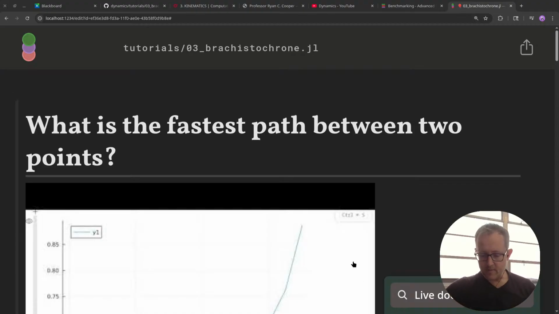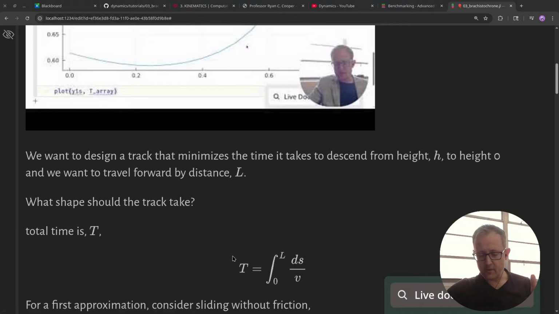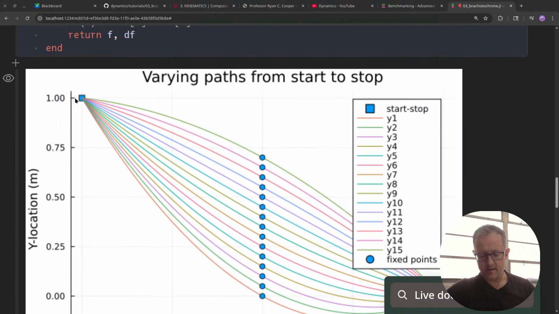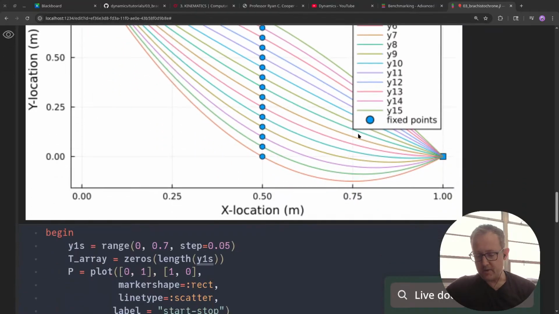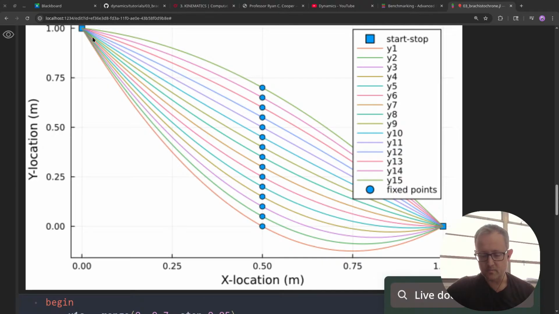So thinking about this idea, if we know what path we can define, we can get from, and here I'm kind of scrolling down, starting at a height, in this case 1 meter up, rolling down to 0, and going across a distance of 1 meter. The question is, how fast can we get there? And what's the fastest path to get there?